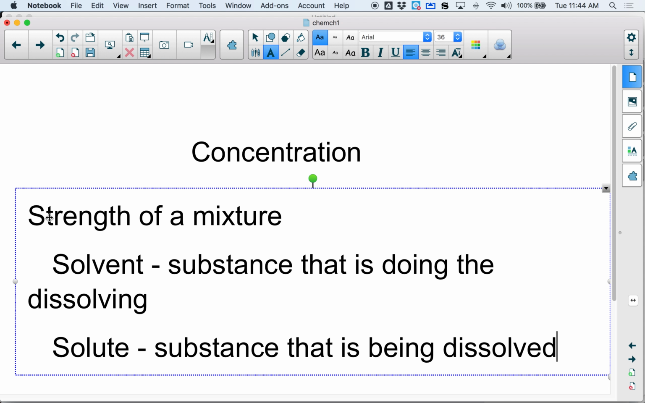Okay, in the majority of cases, the solvent is going to be water. You can use other solvents, alcohols. There are some non-polar things. But for most of the stuff that we're going to do, you're going to use water as your solvent.